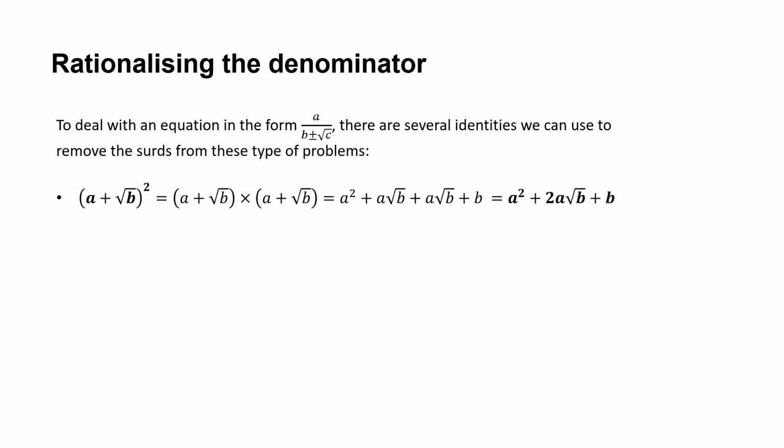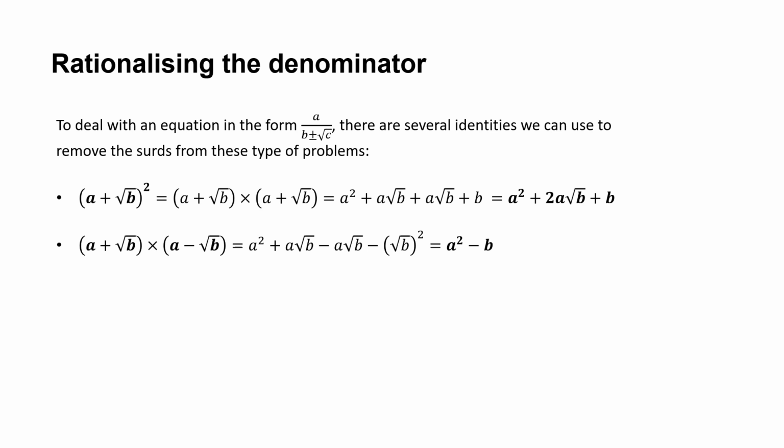And now the next one is really useful for the type of problem we have at the top. And this is a plus root b times a minus root b. Now this gives us a squared plus a root b minus a root b minus root b squared. Now the two middle terms here, the a root b's, you can see these cancel out. So what we're left with is a squared minus b.